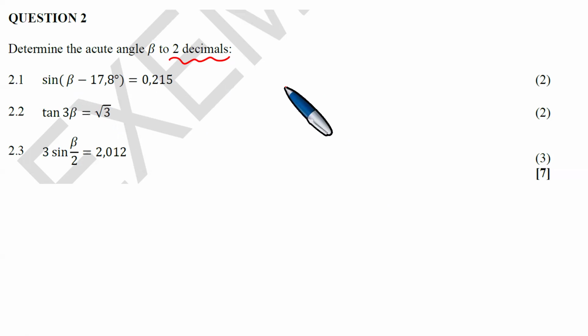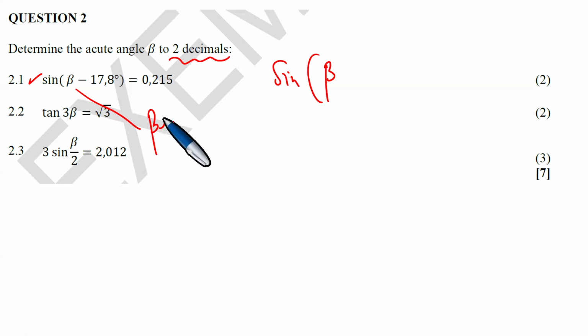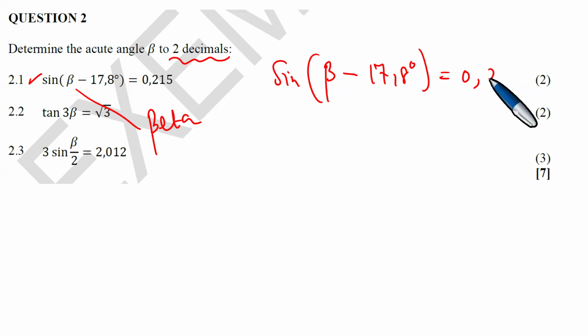Now, let us do this here. In 2.1, that is what we're doing. If the examiner gives you the sine of the angle beta, this is the Greek symbol beta. So sine of (beta minus 17.8 degrees) equals 0.215. We need to solve this one. We need to determine the acute angle beta. What do we do?